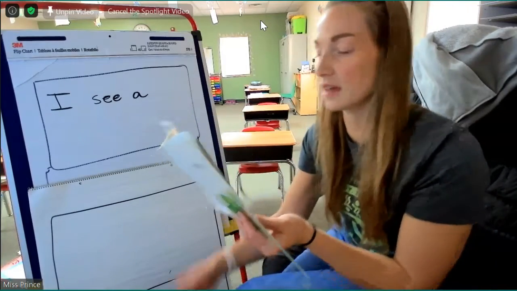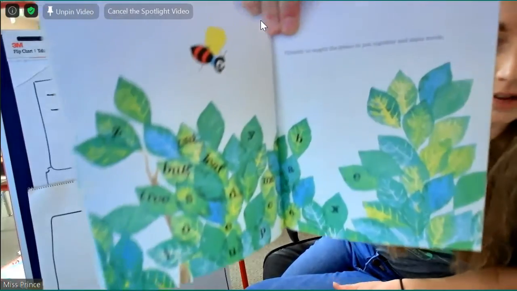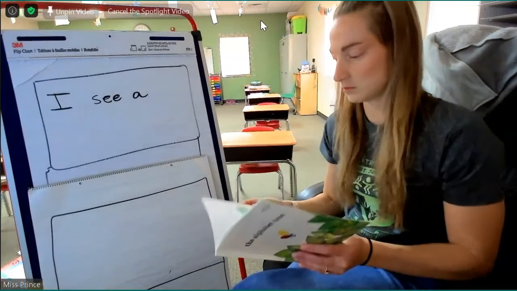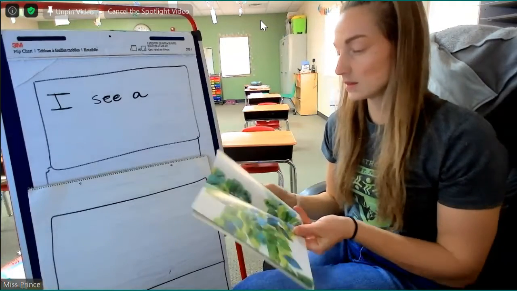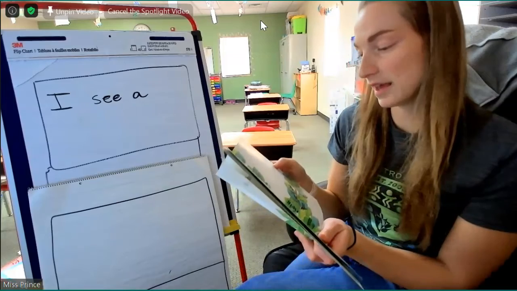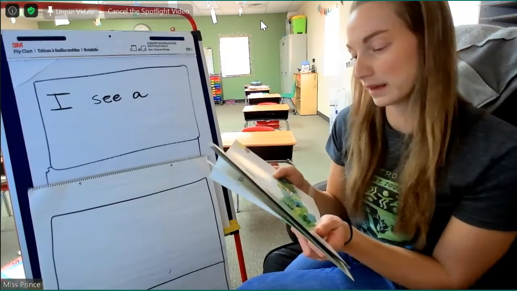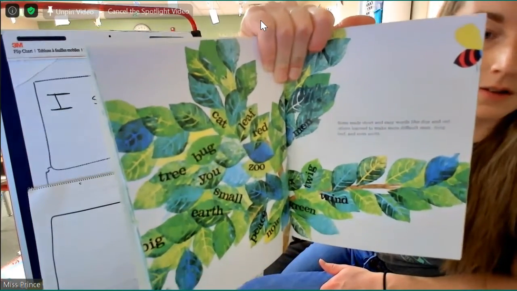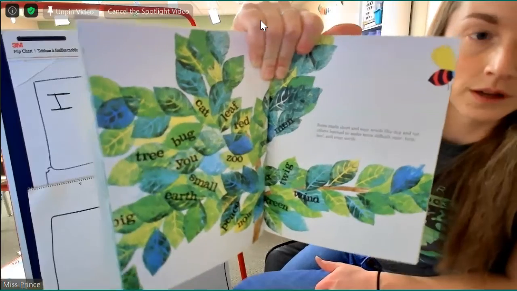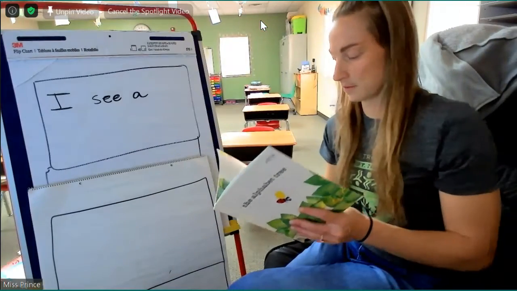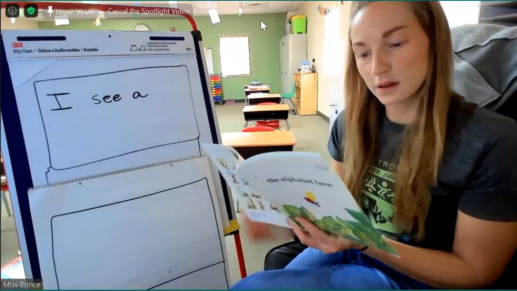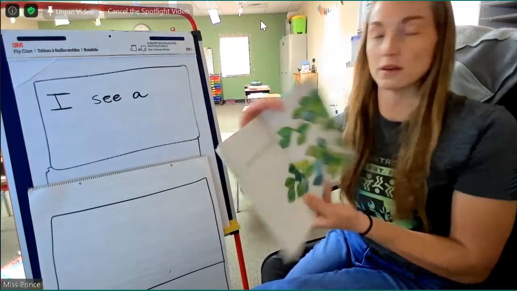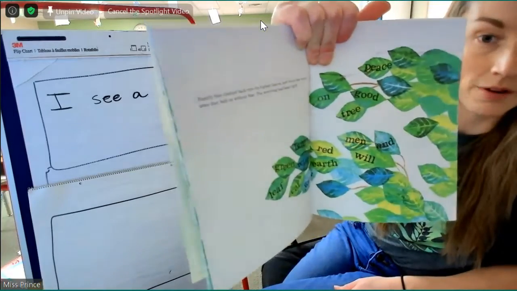Patiently, he taught the letters to join together and make words. So look at all the new words in the tree. Some made short and easy words like dog and cat. Others learned to make more difficult words, twig, leaf, and even earth. Happily they climbed back onto the highest leaves, and when the wind came, they held on without fear. The word bug was right. So they're not blowing away now. They all stuck together.